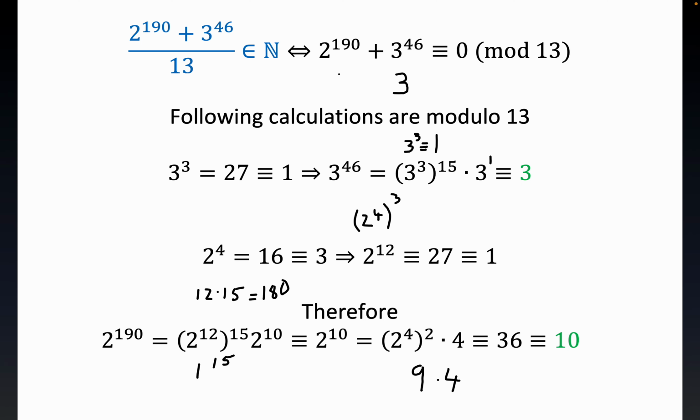And so we can put that right here. But 10 plus 3, you see this is as easy as it gets, right? 10 plus 3 is equal to 13, which is certainly congruent to 0. And so we finished. We are done. Okay, we proved what we set out to prove using modular arithmetic.